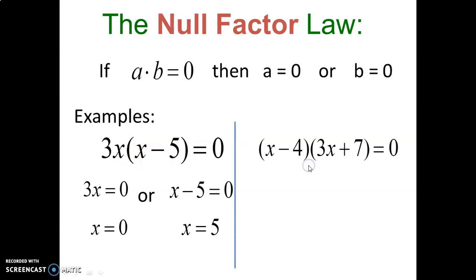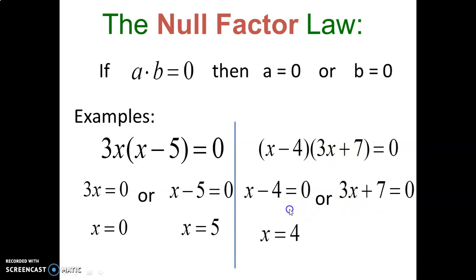Let's look at another one. We have this factored form, and it's also equal to 0. So one of the two factors must be equal to 0. So set that one equal to 0, or set this one equal to 0. Our two answers are x equals 4 and x equals negative 7/3.